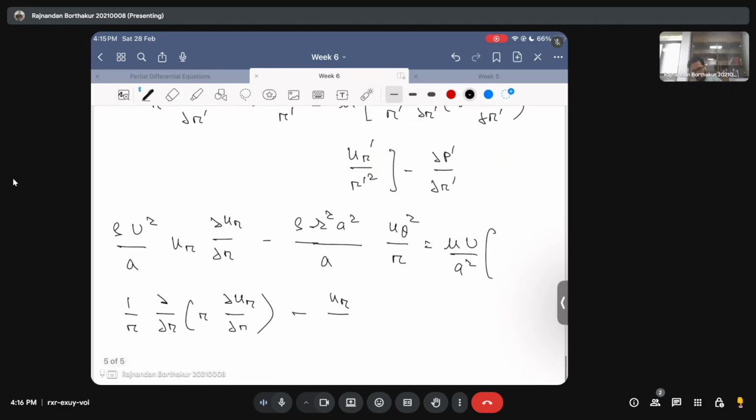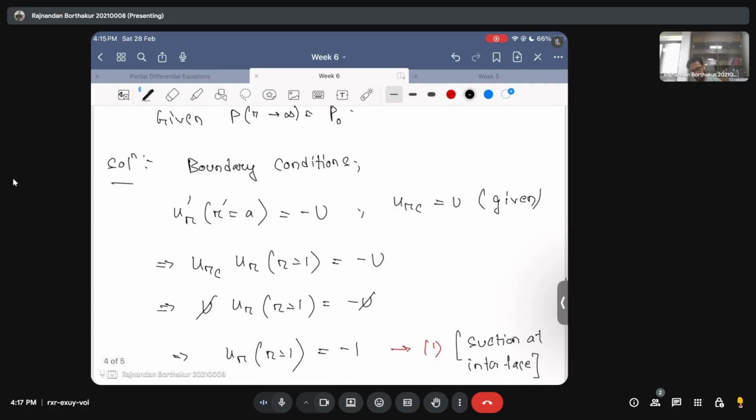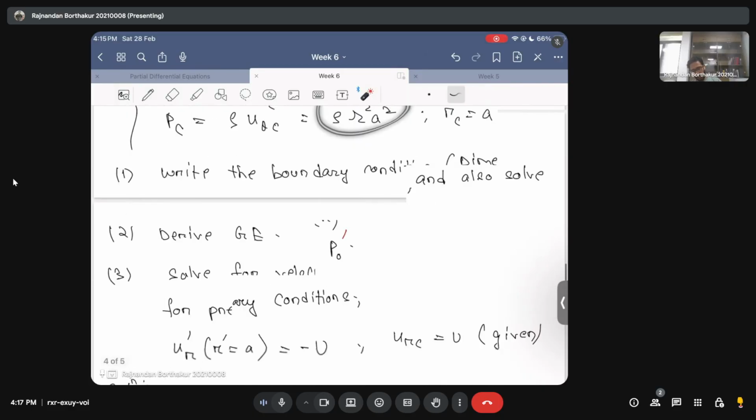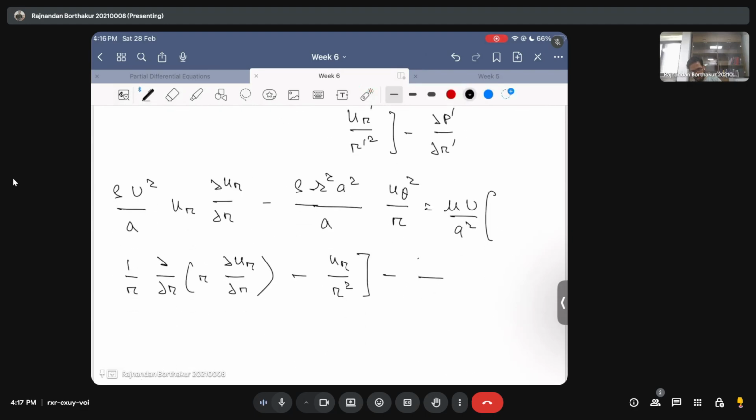Okay, so this is ur by r squared minus, from here I should get Pc. So what is Pc? Pc is rho omega squared a squared. So from here you should get Pc by a, so it becomes rho omega squared a squared by a. That's all that you should get, and this is del P by del r.